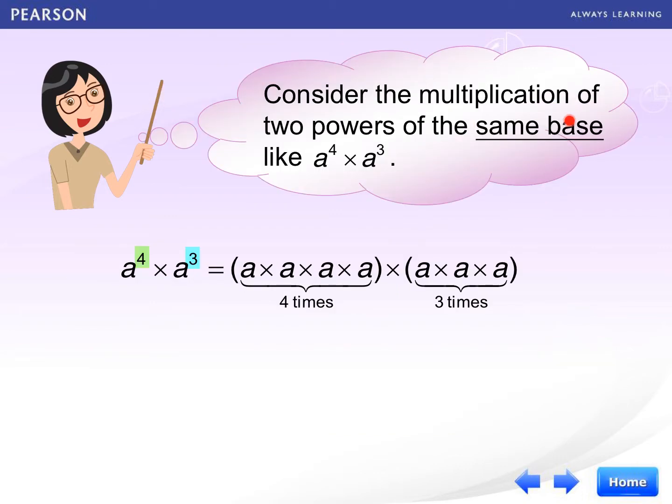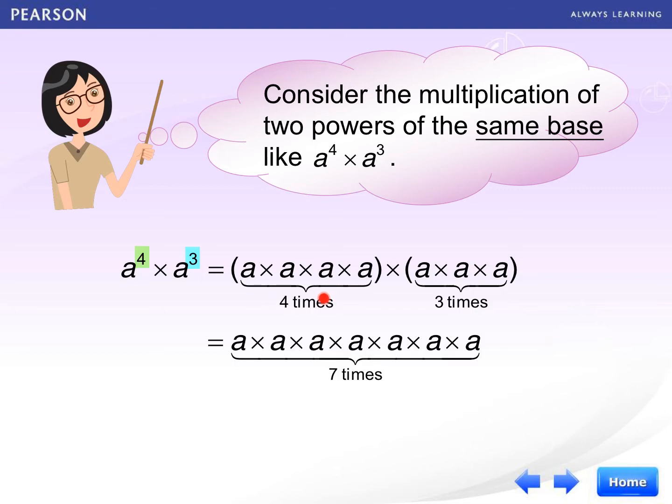Consider the multiplication of two powers of the same base, like this: a to the power 4 times a to the power 3. So it's actually a times a times a times a times a times a times a, all 7 times. So it is a to the power 7. And the index 7 is actually 4 plus 3, which are the indices of the terms in multiplication.